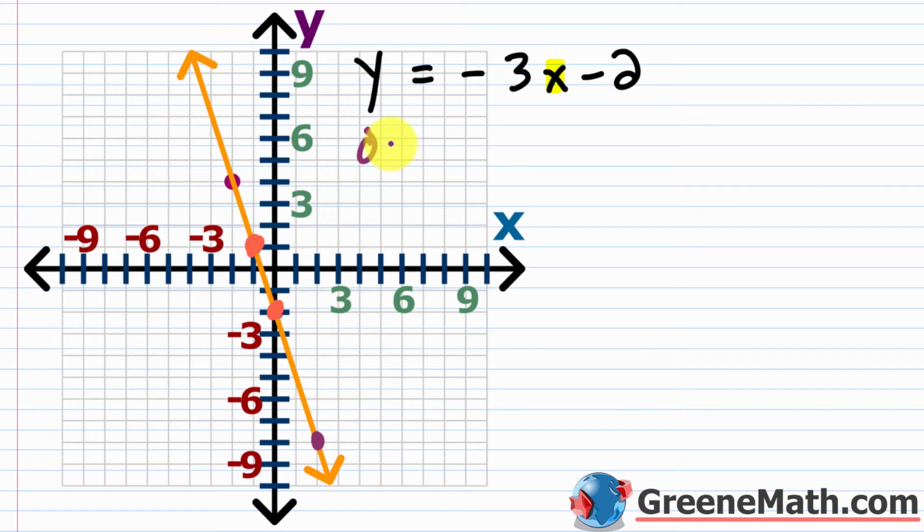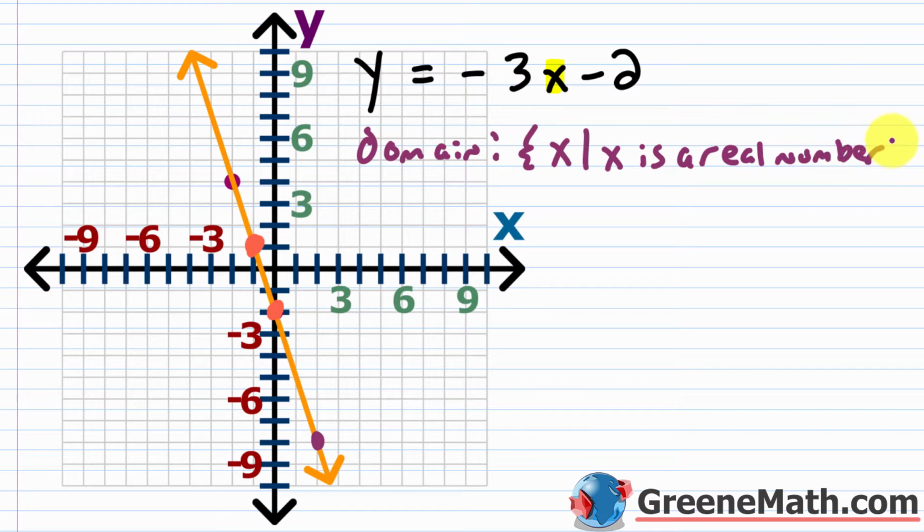So let me actually write that out. So we'll say that the domain is going to be the set of all x such that x, we'll just say, is a real number. Now, if you wanted to write this in interval notation, some people prefer that, you could say it's from -infinity to +infinity. Now, what about the range?